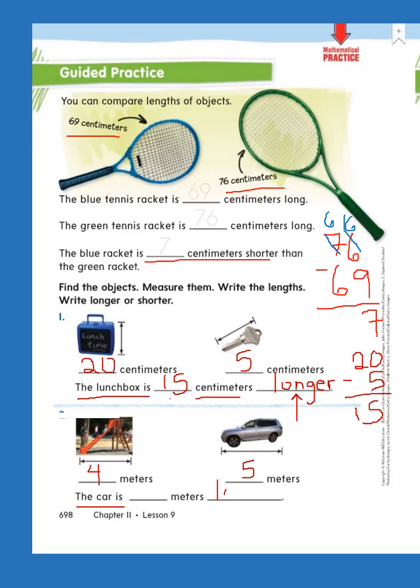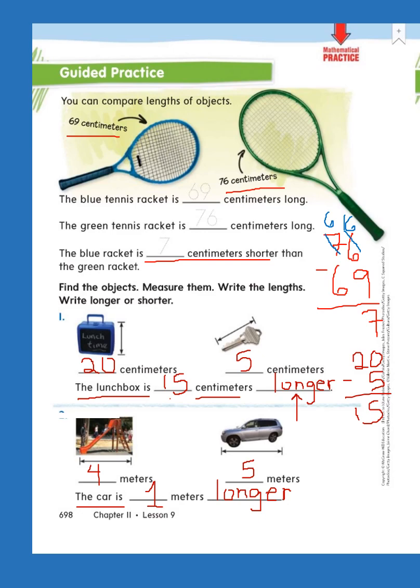It's longer. Okay, and now we need to know the difference. The car is 5 meters and the bottom of the slide, the sliding board, is 4 meters. So what am I going to put in that other blank? Pause if you need to. Okay, you're going to put a 1 because 5 minus 4 is 1. Does that make sense? Hopefully this looks just like the assignment we did last week.